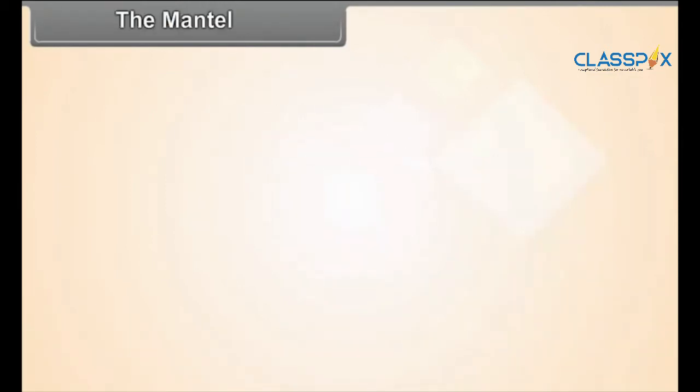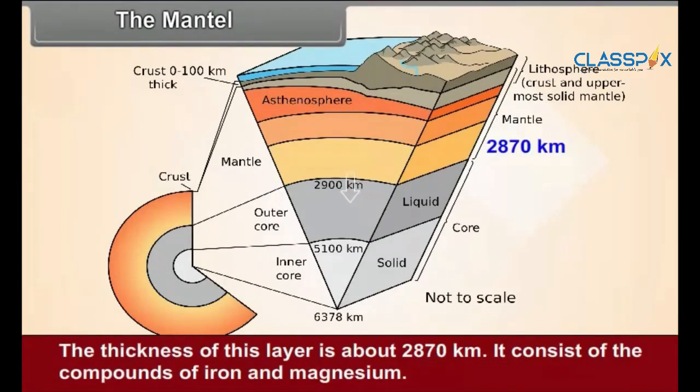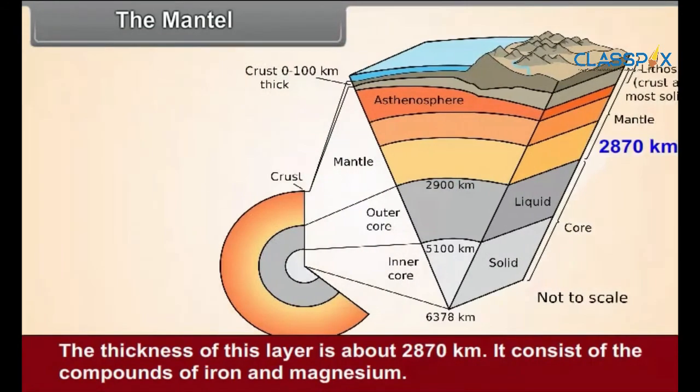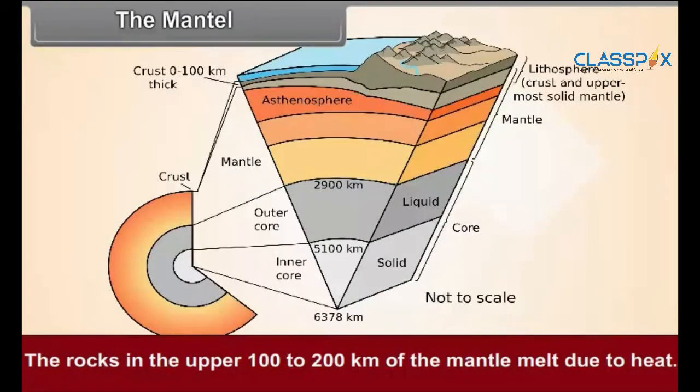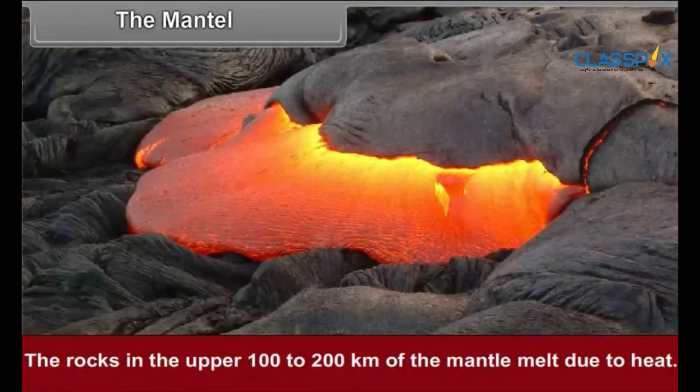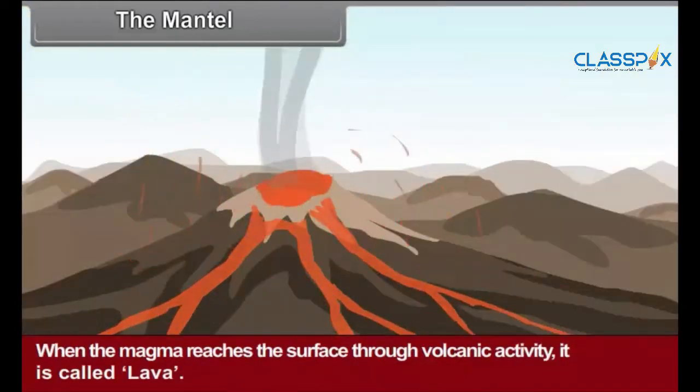The mantle. The layer below the crust is called the mantle. The thickness of this layer is about 2870 kilometers. It consists of compounds of iron and magnesium. The rocks in the upper 100 to 200 kilometers of the mantle melt due to heat. Due to the magma created in this layer, magma chambers are formed in this part. When the magma reaches the surface through volcanic activity, it is called lava.